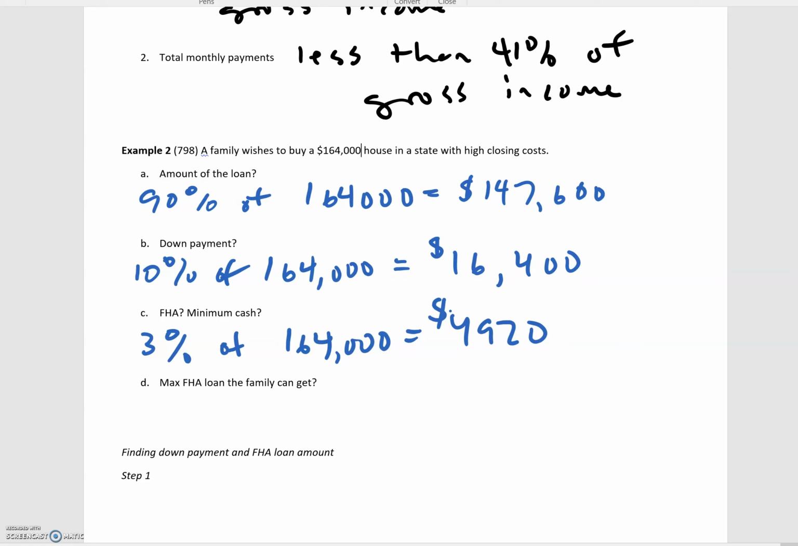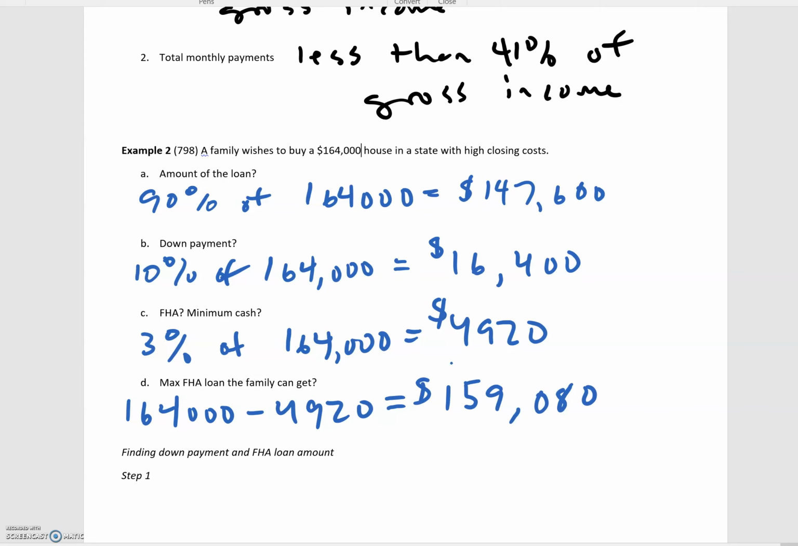So if that's the case, Part D asks, what's the max FHA loan the family can get? So for a house that's $164,000, if we bring minimum cash to the table, we're going to take that cash off of the total cost, and then we'll take that difference, and we'll see that the loan that the family can get would be $159,080.